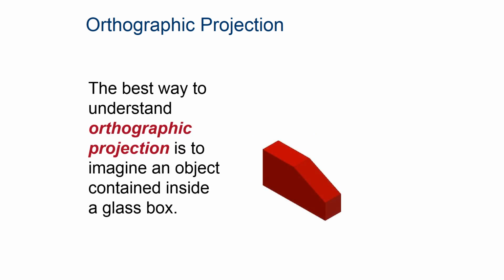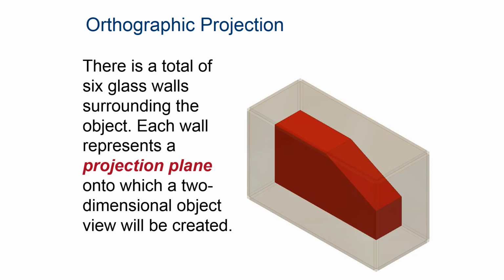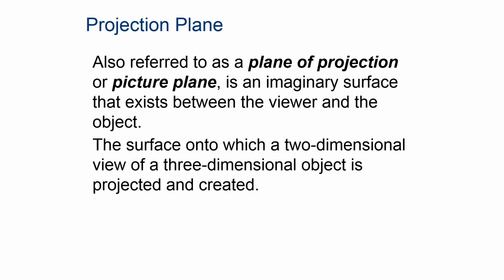So the best way to understand orthographic projection is to imagine a box. You have a glass box, and you take an object and you put it inside the glass box, and the glass box has hinges. So here we are, we're going to put that inside a glass box. If you have a rectangular prism, then there are 6 glass walls that surround the object. Each wall is now a projection plane, so you can now project a two-dimensional image of the object onto each of the sides of the glass box. And this is something to stick in your mind to understand how to lay these out.